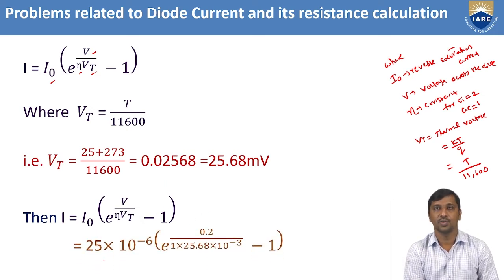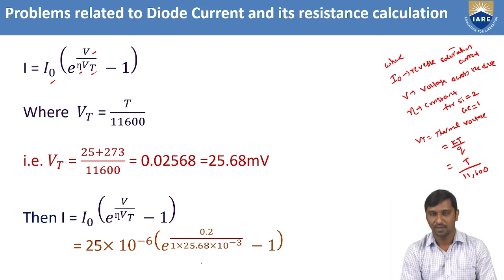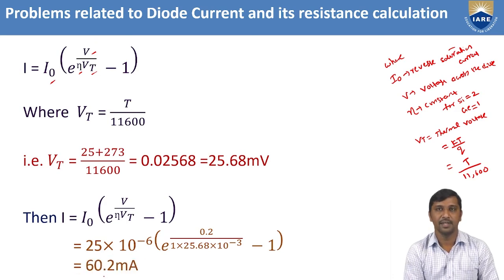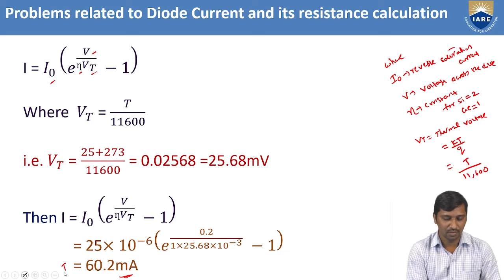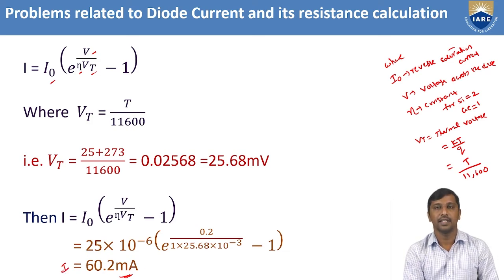So what is the I0 value? I0 is 25 microamperes, that is 25 into 10 to the power of minus 6, e to the power of V, the voltage across the diode. The voltage across the diode in the problem is 0.2 volts, eta is 1, and the Vt we observed is 25.68 millivolts. Hence I represented this as 25.68 into 10 to the power of minus 3, and this is minus 1. Just solve this, then it shows that the current is 60.2 milliamperes. So this is your I. Based on the given statements, the current in the diode is 60.2 milliamperes.